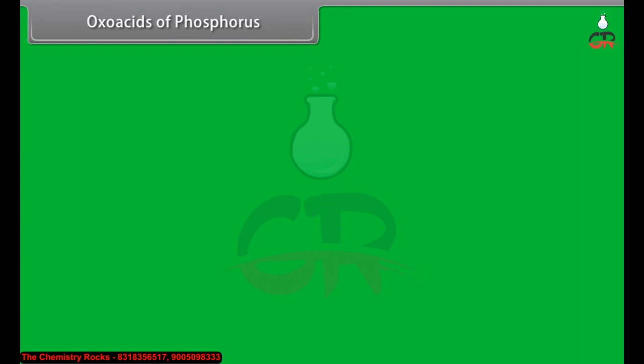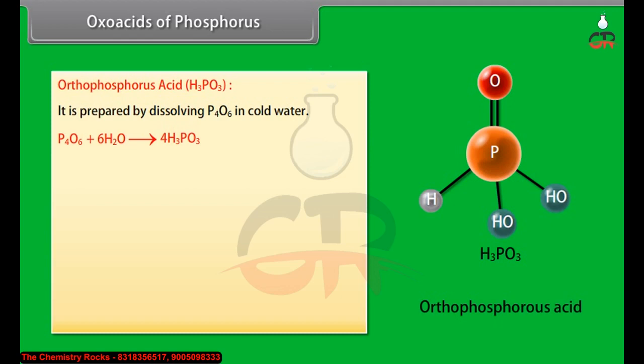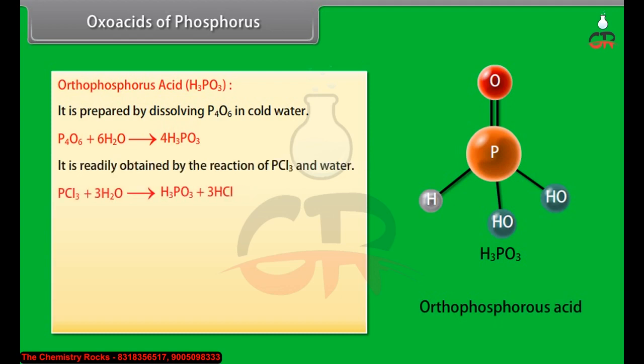Oxoacids of phosphorus. Phosphorus forms a number of oxoacids. The important oxoacids of phosphorus are the following: orthophosphorous acid. It is prepared by dissolving P4O6 in cold water. It is also readily obtained by the reaction of PCl3 and water.